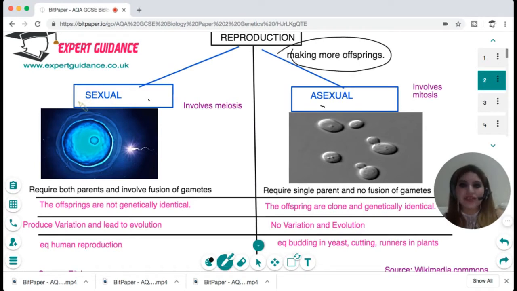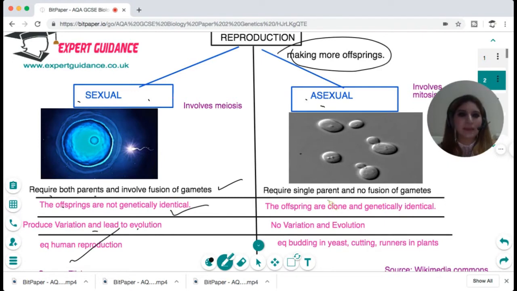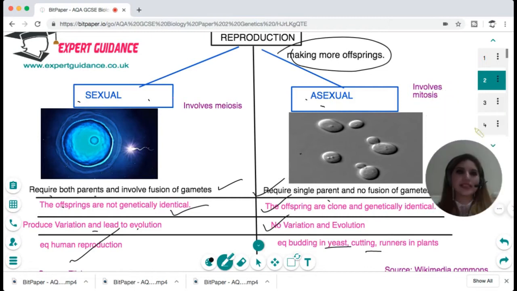In sexual reproduction, it involves 2 parents and involves the fusion of gametes. The offspring are not genetically identical, and it produces variation and leads to evolution, example human reproduction. On the other hand, asexual reproduction, like that of budding in yeast, requires a single parent and there's no fusion of gametes. The offspring are cloned and genetically identical. There's no variation and evolution, examples budding in yeast, cuttings, runners in plants.